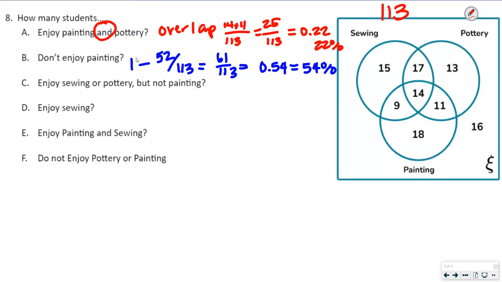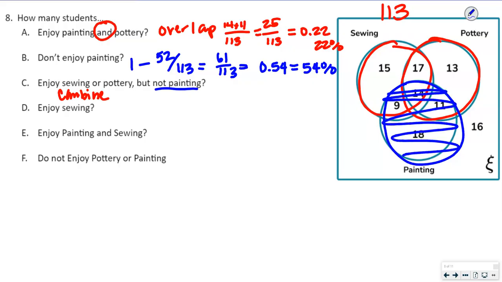Okay, so then the next one says enjoy sewing or pottery. So remember, this means what? What does or mean? It means you're going to combine the two groups, right? So we're looking at sewing or pottery. Oh, wait a minute now, though it says but not painting. So that means we're not including the stuff that's in here, right? So we're not including that. So that means we're going to add the 15, the 17, and the 13. Y'all see that? 15 and 17 and 13. We're going to add these 3 numbers right here. Okay? So that's going to give me 45 over my 113. Does that reduce? Nope. So this is going to be 0.40. And that is 40%. Okay?